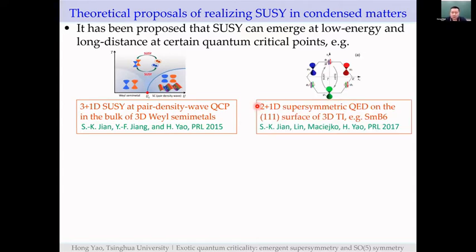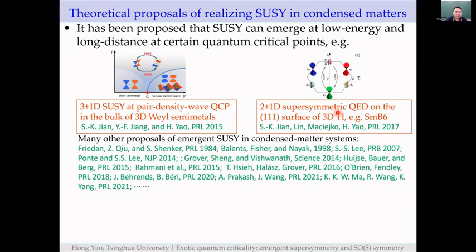Four years ago, together with Joseph and others, we proposed to realize a supersymmetric QED on the 2+1 dimensional surface of a three-dimensional topological insulator. We believe that was the first proposal of a supersymmetric gauge theory in condensed matter system. There are many theoretical proposals of emergent SUSY in condensed matter system. Here I list part of the proposals.